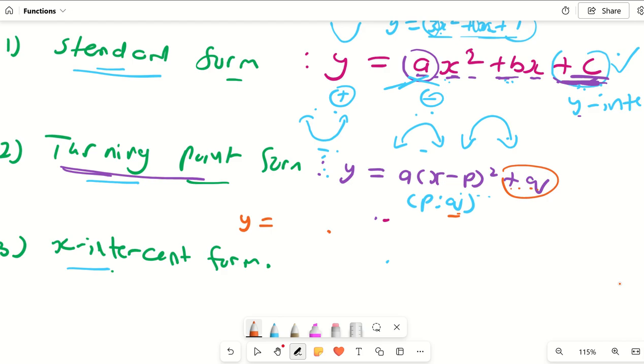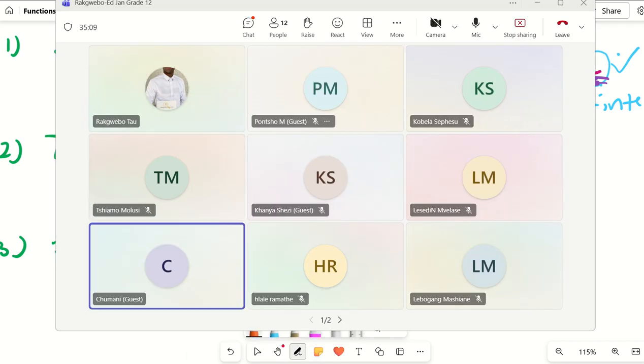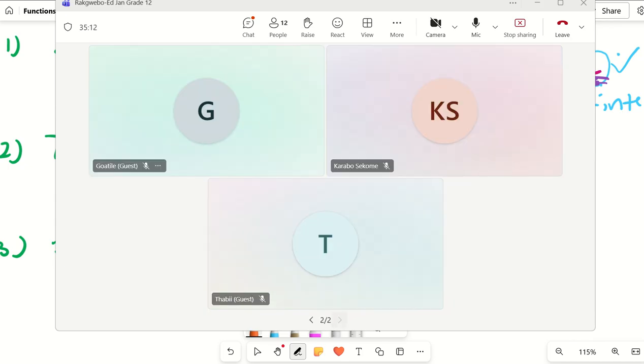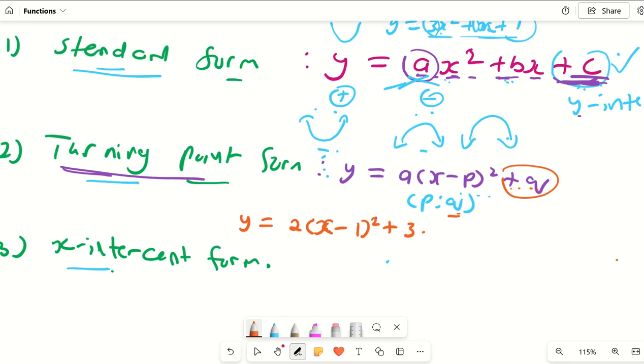So an example would be y equals 2(x minus 1) squared plus 3. Can you guys tell me what are the coordinates of the turning point of this specific function? Just shout out the answer. The coordinates of the turning point. Yes, plus 1 and 3. Proper stuff. You guys are on fire. It's 1 and 3. It's always the opposite sign of what you have there. And for this one, you just follow the sign.